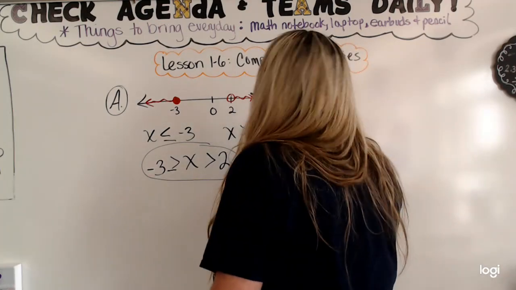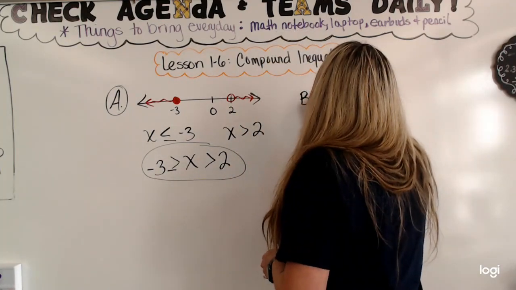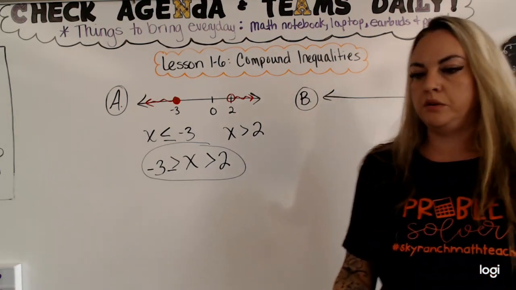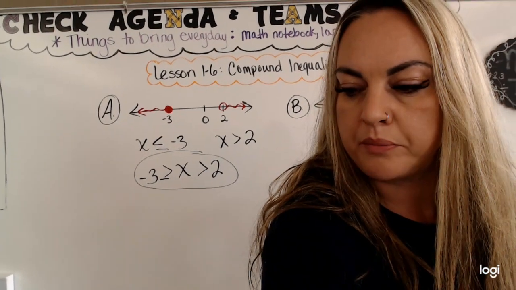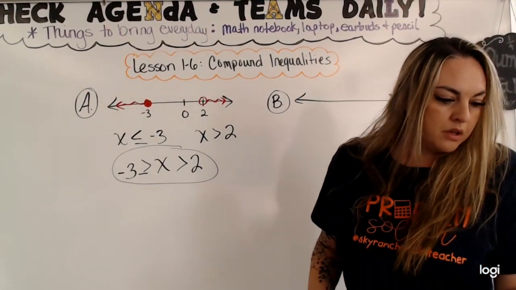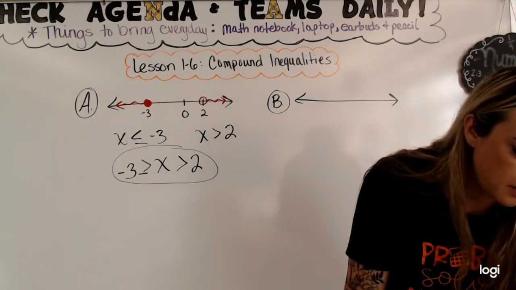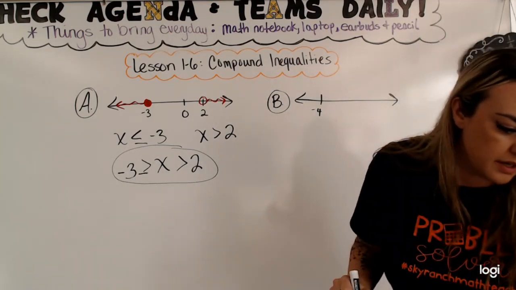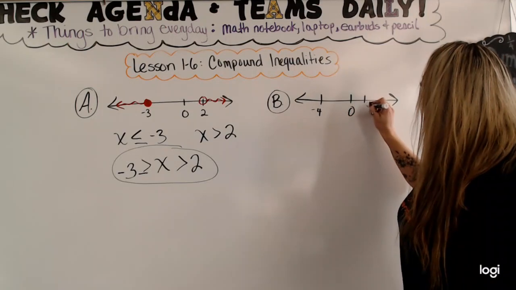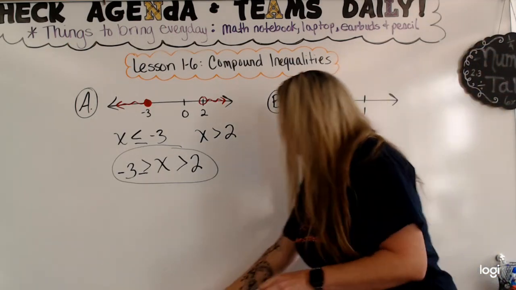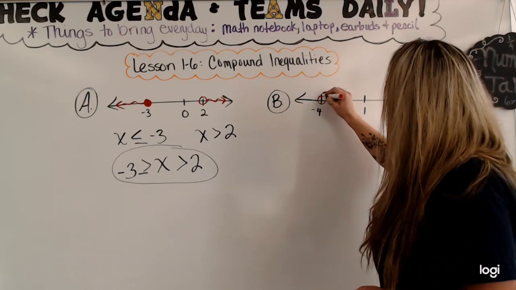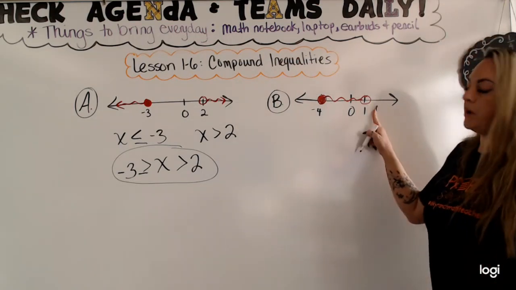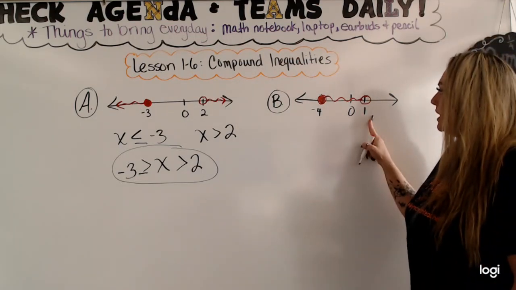Let's look at another one. So in this case, we've got negative 4, 0, and 1. Here we have a closed circle and it's being shaded to an open circle at positive 1. So it begins at negative 4 and it ends at 1.